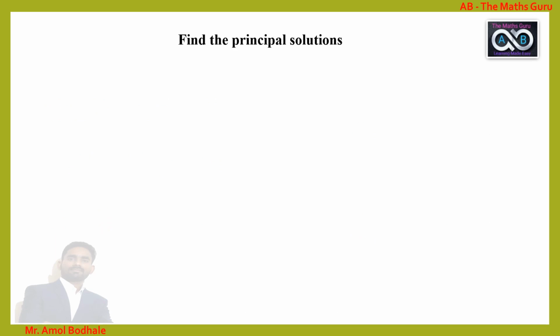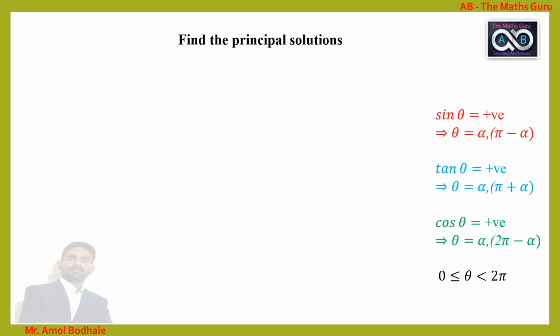Let's see the examples. Find the principal solution. So already we know this basic fact: if sin theta is positive, then there are two solutions, alpha and pi minus alpha. If tan theta equals a positive value, then the solutions are alpha and pi plus alpha. If cos theta equals a positive value, then the solutions are alpha and 2 pi minus alpha.